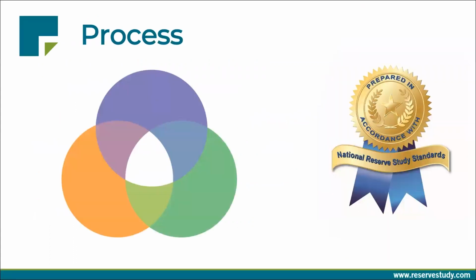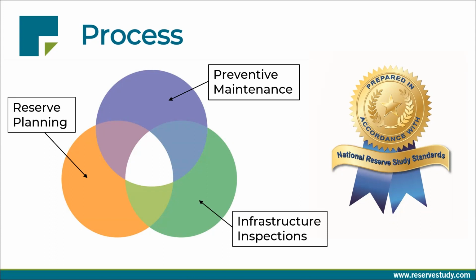So in thinking about this, I want to start you with two images, the three circles on the left and National Reserve Study standards on the right. Those are the basic things going on. And you wonder, what are those circles about? Well, they illustrate that reserve planning is one part of a three-part system.